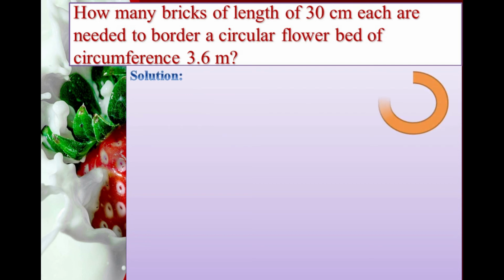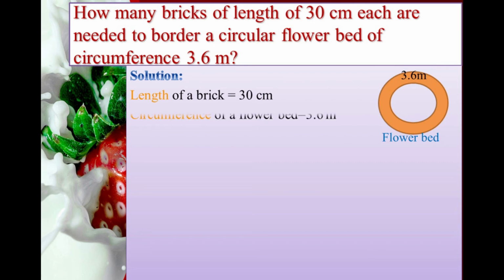Flower bed is circular and circumference is 3.6 meter. What have they given? Length of brick equals 30 centimeter and circumference of a flower bed is 3.6 meter. Here length is in centimeter, circumference is in meter. We have to convert meter to centimeter in the question. Okay. Now we have to find the number of bricks needed.